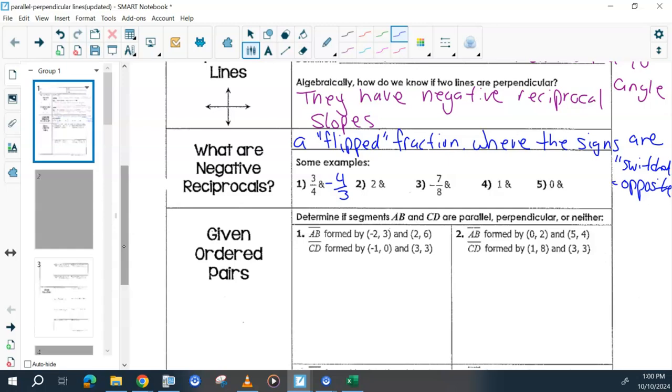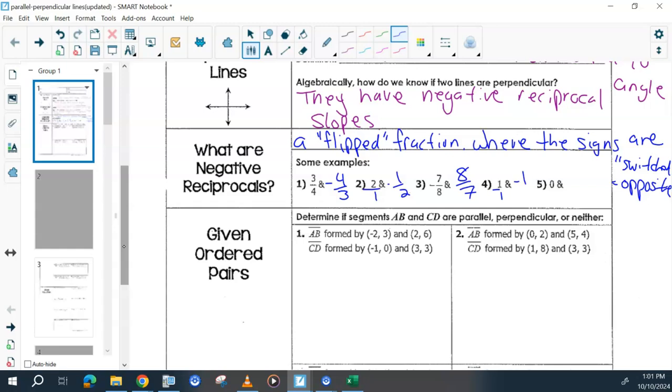What about 2? 2 is really 2 over 1. So negative 1/2. The negative reciprocal of negative 7/8 is positive 8/7. What about 1? Negative 1, because I would take that, flip it, make it negative. It's already over 1, and if I put that over 1, that would just simplify to negative 1.